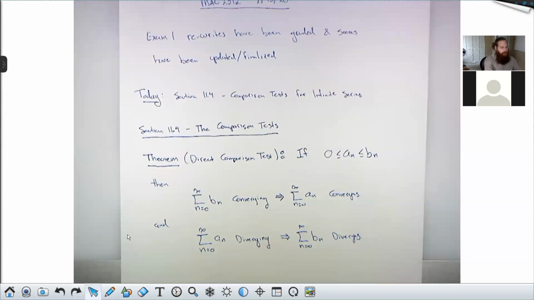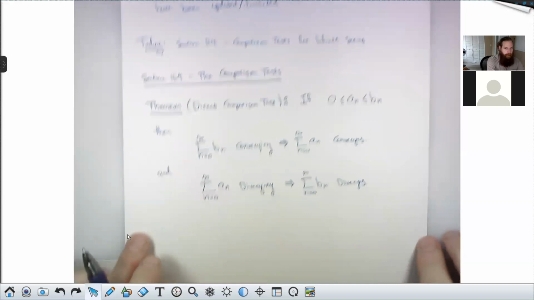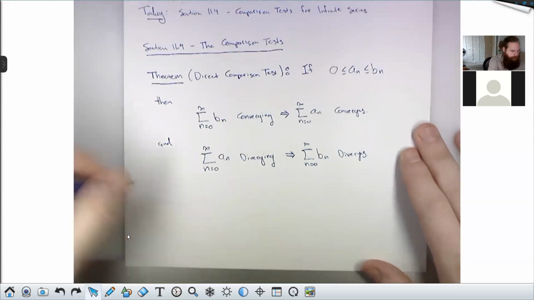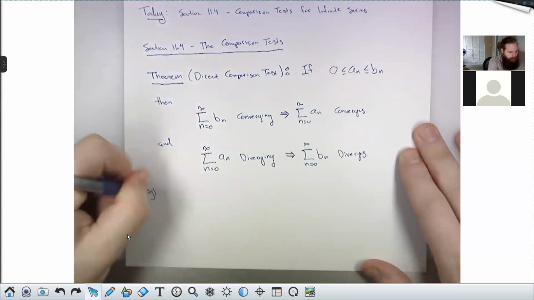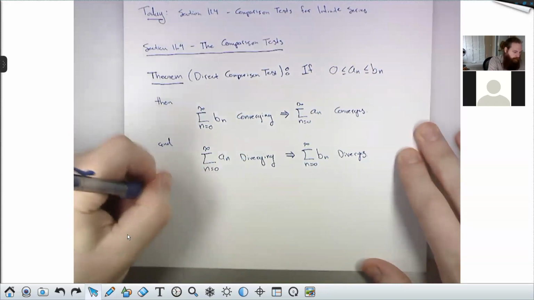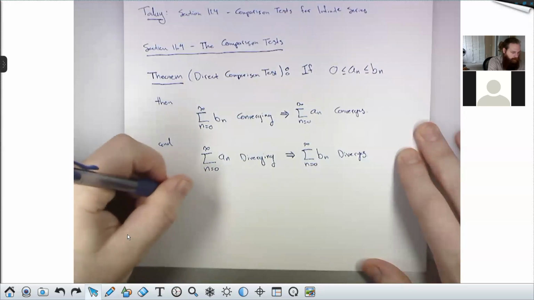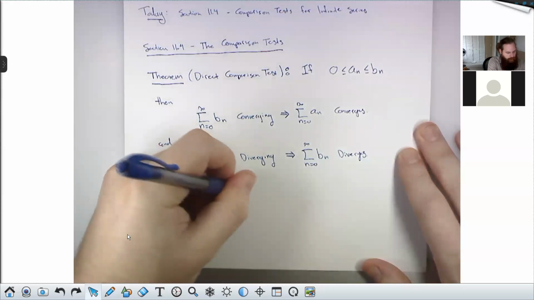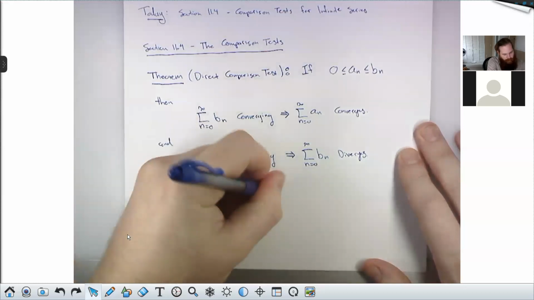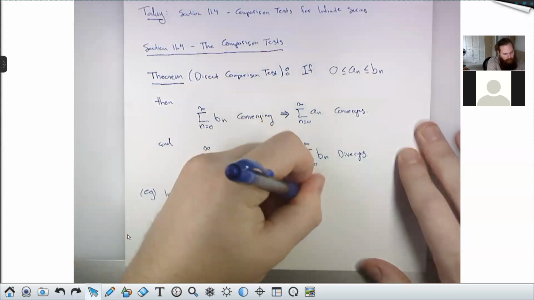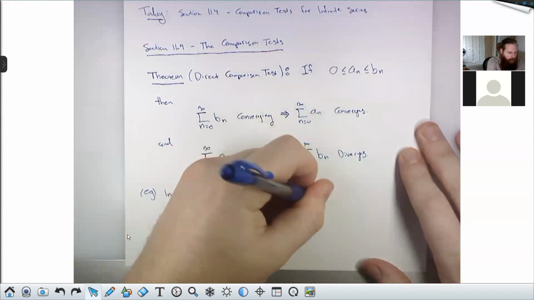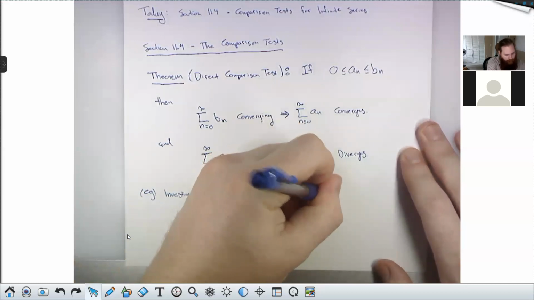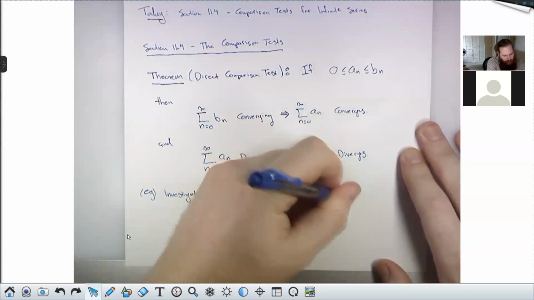I want to look at a couple examples. So for our first example, let's investigate the convergence of sigma n from 1 to infinity of 1 over 2 to the n plus 1, like that.